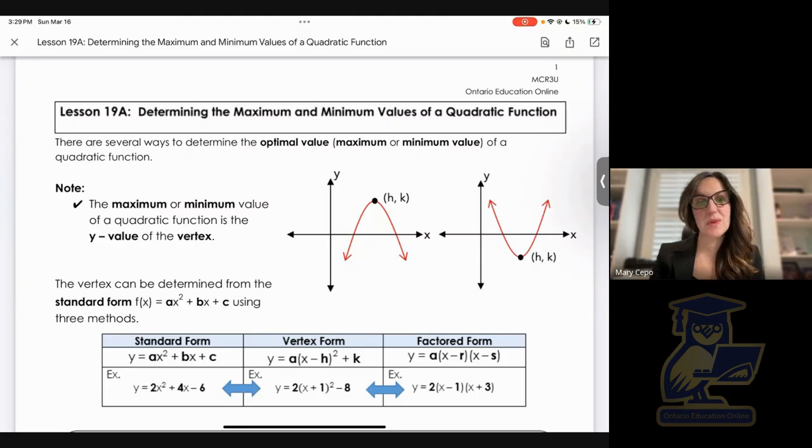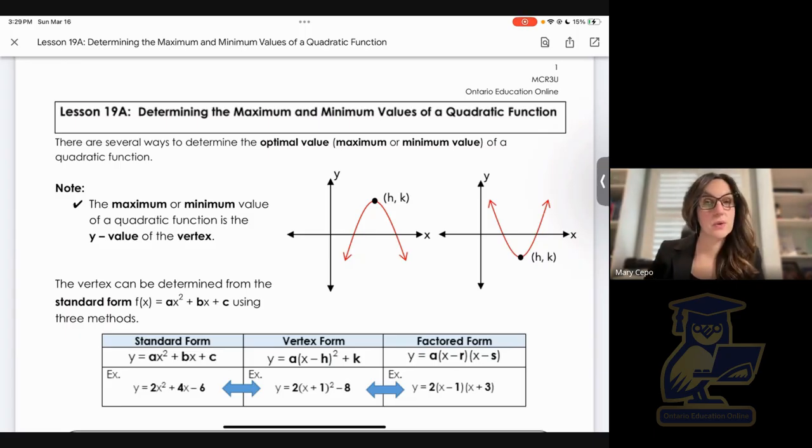In this lesson, we will learn how to determine the maximum and minimum value, so the optimum values of a quadratic function, and find the inverse of a quadratic function. Now, when looking at determining the maximum or minimum values of quadratic functions, there are several ways to do this. And we often call the maximum or minimum values the optimum value of a quadratic function.